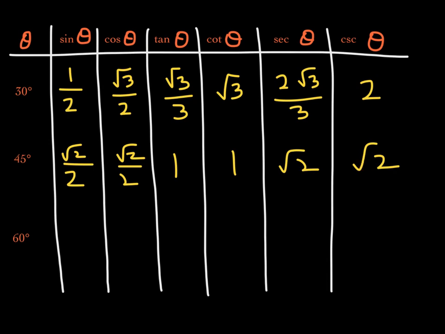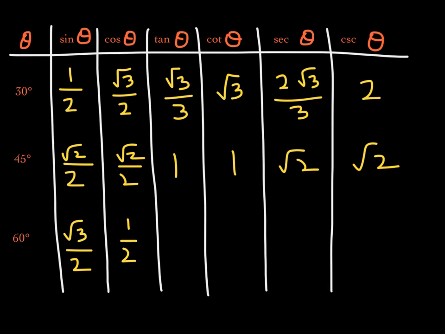Now, the entire 60 degree row can be found using the first row, because 60 degrees and 30 degrees are complementary angles, and I can use cofunctions. So sine of 60 degrees will be the same as cosine of 30 degrees. So this will be root 3 over 2. Remember, cofunction values of complementary angles are equal. Cosine of 60 degrees will be equivalent to sine of 30 degrees. So that's 1/2.